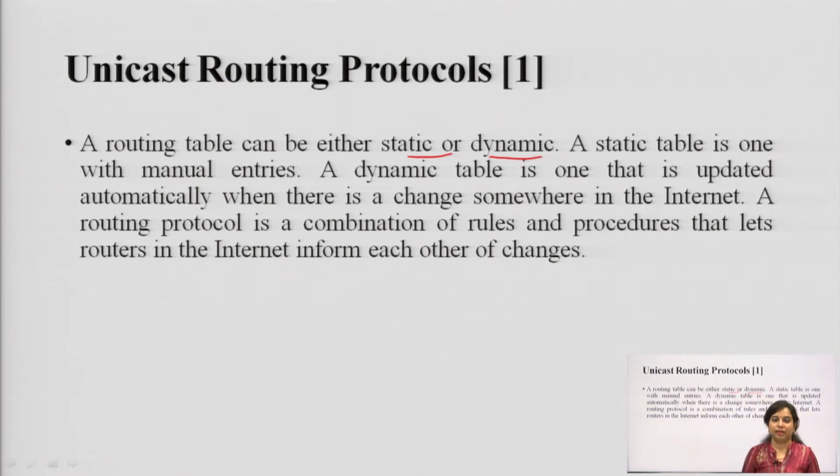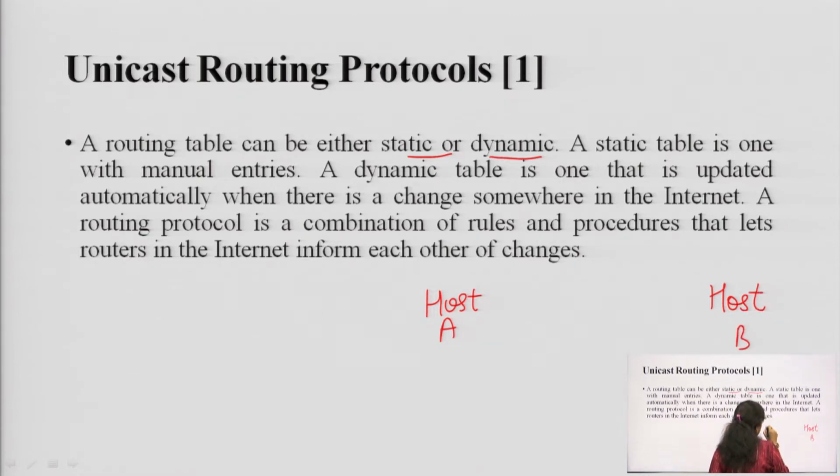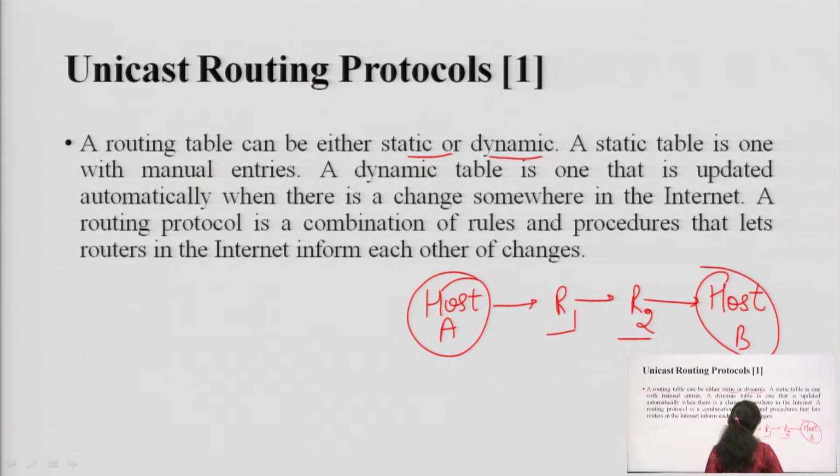What do we mean by static and dynamic? Every router has its own routing table depending on the nodes which exist between the two hosts. Like this is host A, this one is host B, and there are router 1 and router 2, two routers, which have to be followed. So this path has to be followed. These are the two intermediate nodes which exist between host A and host B.